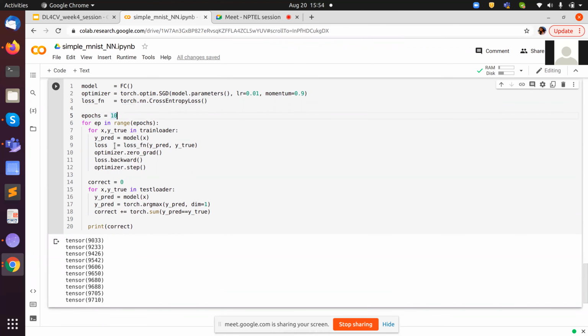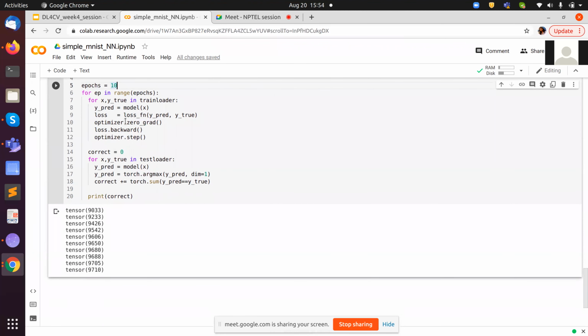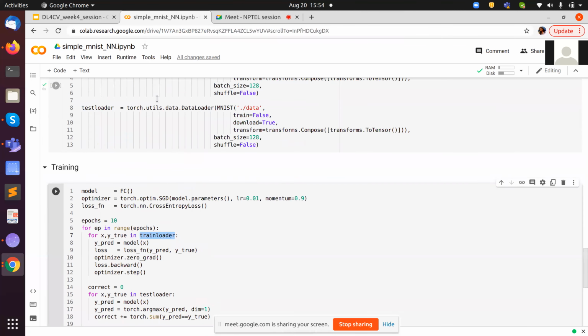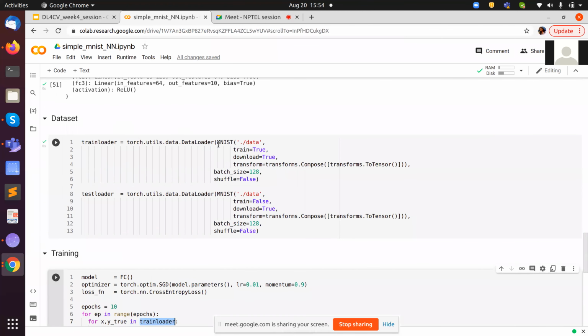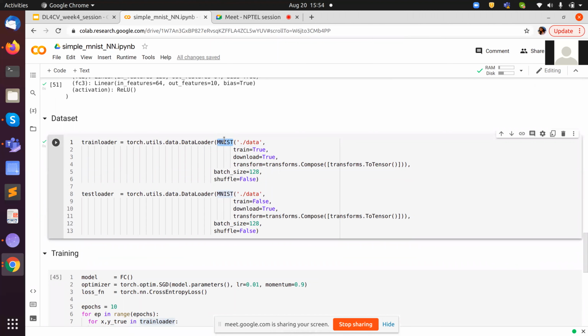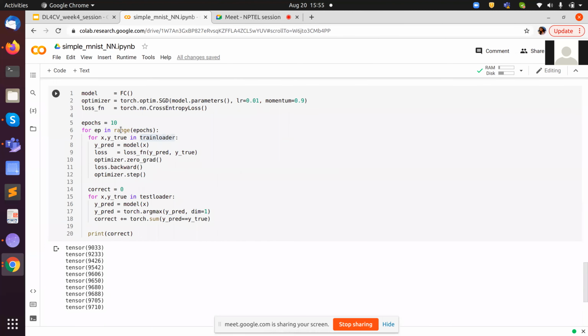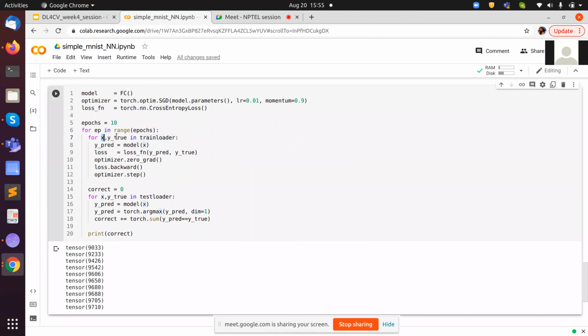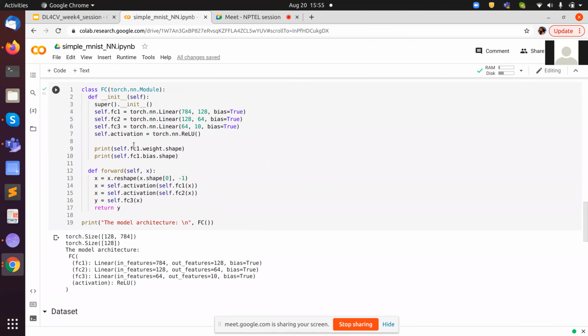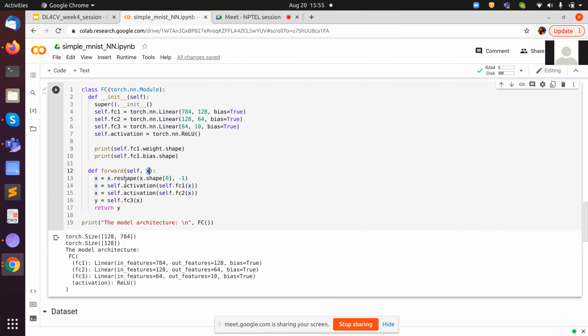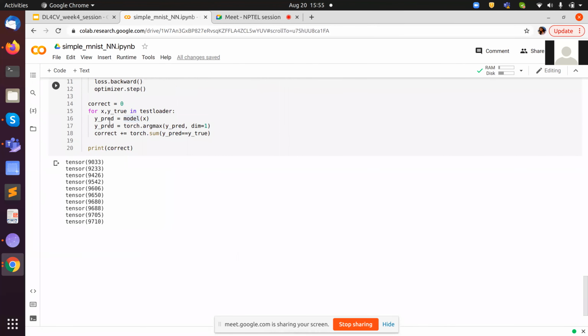So the training process here will go for 10 epochs. And how will it happen? This train loader is actually an iterator over this data set. It will generate the inputs as X and Y: X, the set of images, and Y, the true labels. This y_pred equal to model of X will call the forward function of this class FC. So whatever X we pass, it will give you the output of this model. Okay.